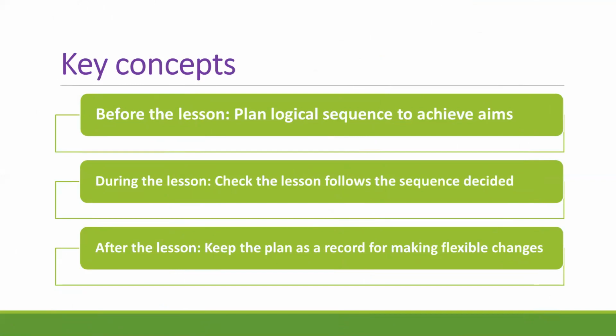During the lesson, check if the lesson follows the sequence decided. This is called a double-check loop, which will identify any problems we need to fix. After the lesson, keep the plan as a record for making flexible changes. Even when you believe you have a perfect lesson plan, take time to get feedback from your students and other teachers. We need to stay flexible.